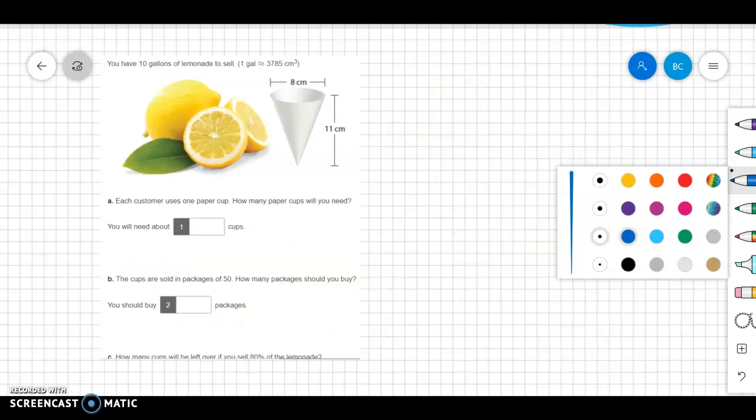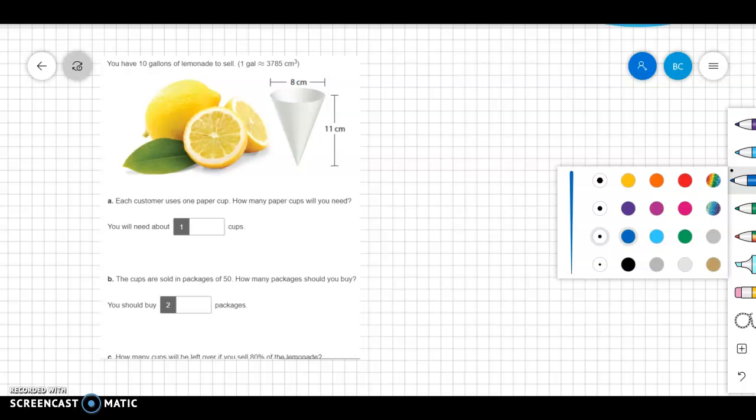On my next problem, I'm looking at a cone that I'm using to do lemonade, and it tells me that I have 10 gallons of lemonade to sell, and each customer uses 1 paper cup. How many paper cups will I need? And then it asks me about how many packages I should buy. So the first thing I need to do is figure out how many paper cups I'm going to need.